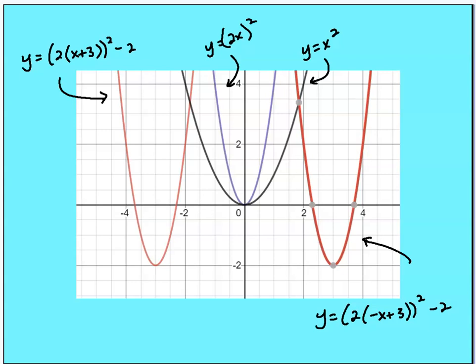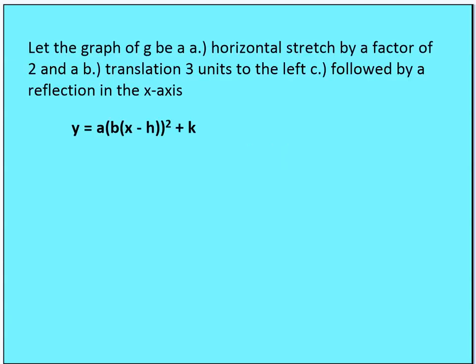All right, so I'm going to give you your next classwork problem. This is 2.1.4. Let the graph of G be a horizontal stretch of the parent function by a factor of 2, a translation 3 units to the left, followed by a reflection over the x-axis. All right, so you can copy this down.